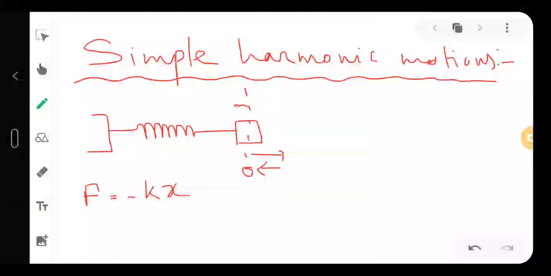Here x is the displacement. We were using y instead, so I'm writing y here. So y is the displacement from the equilibrium point. k is the spring constant, which is a property of the spring material itself, and minus because it is always in the decreasing side of y, right? That means it is towards the equilibrium point. So we have seen that F is equal to minus ky.